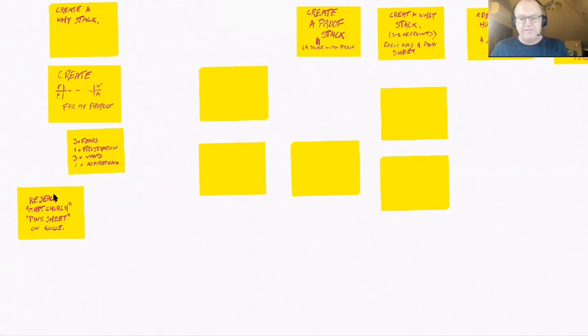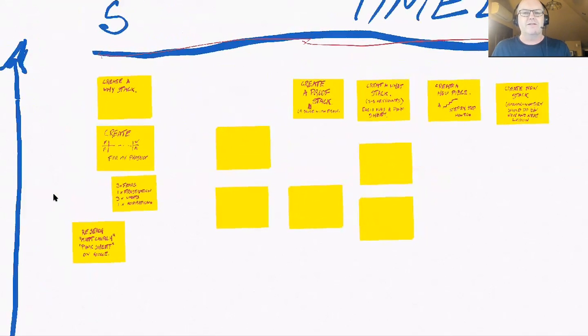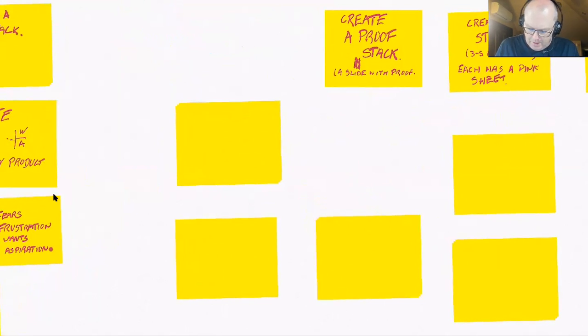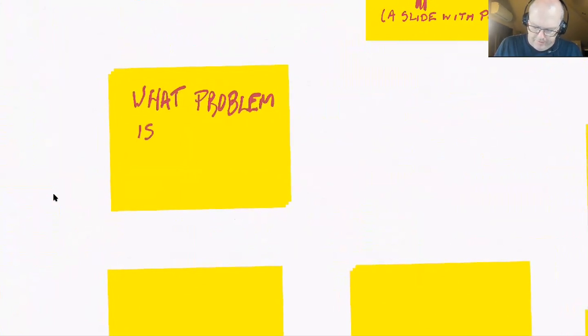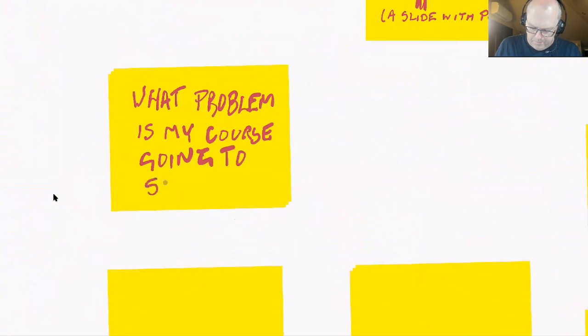Well, guess what? In Taki's thing, there is exactly that, right? Because what we don't have is: what problem is my course going to solve? And that's an incomplete equation. You can't define that, right?